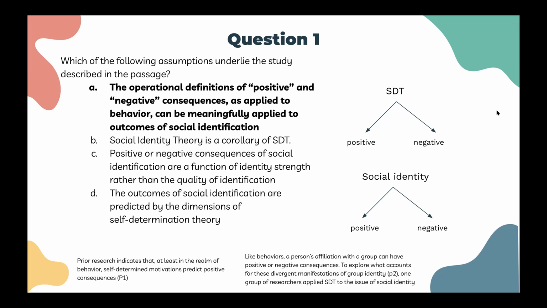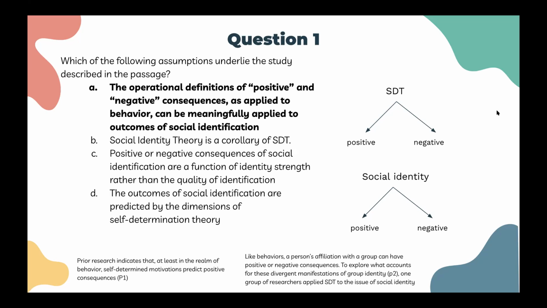And choice C is also incorrect. The whole point of the study was to determine if different motivation types predict positive or negative consequences of social identity. Identity strength and quality of identification are not motivation types under SDT, self-determination theory, so they cannot predict consequences of social identity. Also, the passage stated that the positive consequences of social identity include psychological well-being and identity quality, not identity strength.